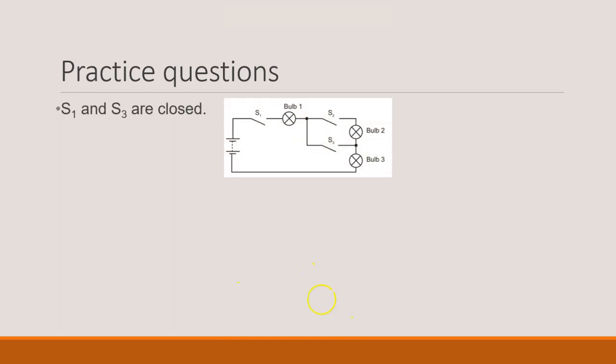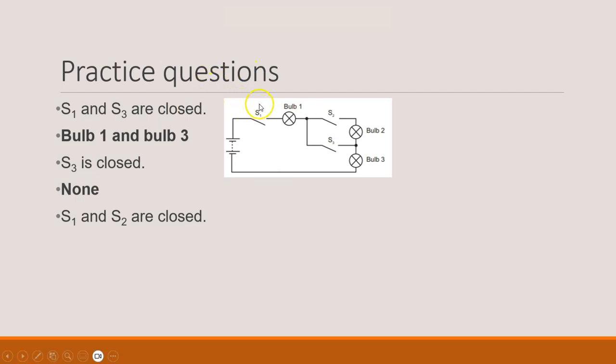If S1 and S3 are closed, so the electrons will be able to travel through this wire and then through the closed S3. So which light bulbs will glow will be light bulb 1 and light bulb 3. If S3 is closed, again, as long as S1 is open, there's a general break in the circuit, so it will be none.